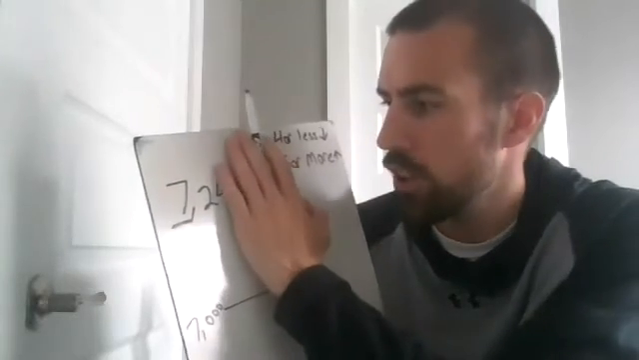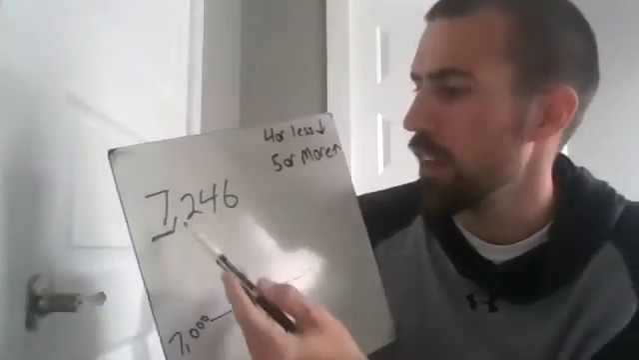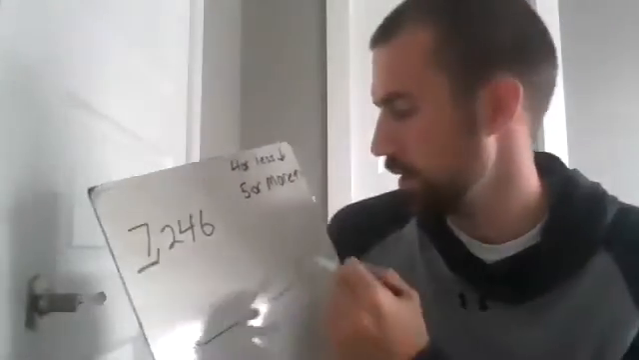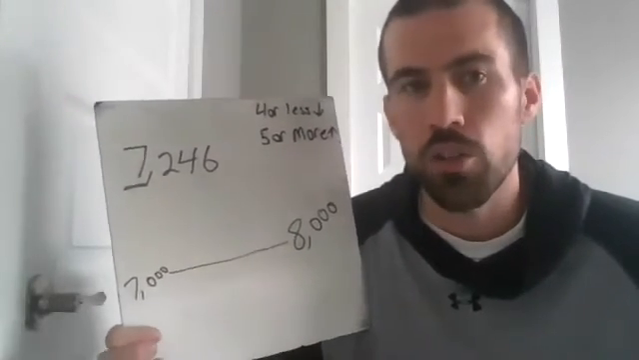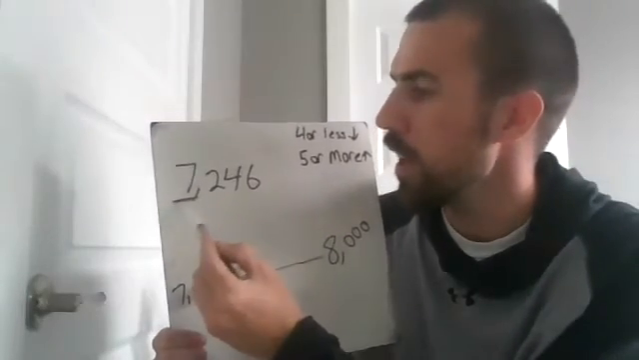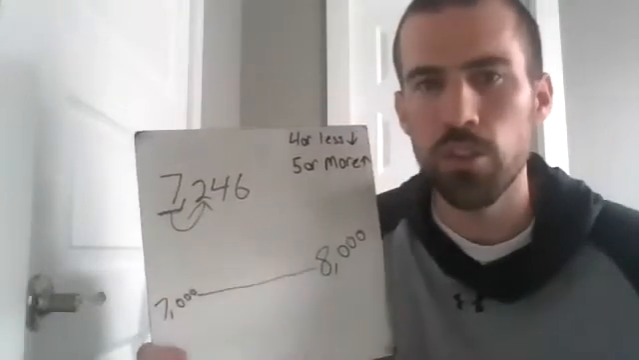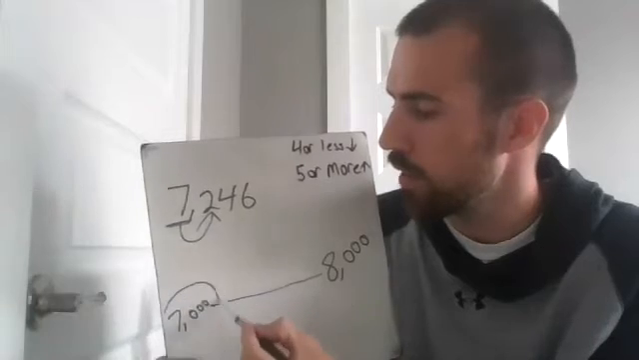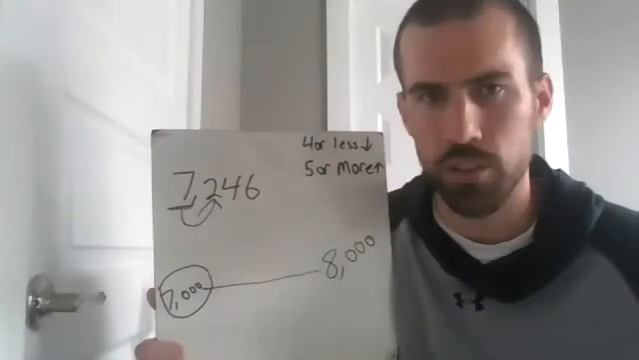If it was hundreds, it'd be 700s. If it was 72, it'd be 70. And then the next 1,000 up after the 7,000s is the 8,000s. So now we're going to figure out is it 7,000 or is it 8,000? Rounding in thousands, so we underline our thousands, draw our arrow back. 2 tells us to do what? 4 or less, we're going down. So that means 7,246 would round to 7,000.